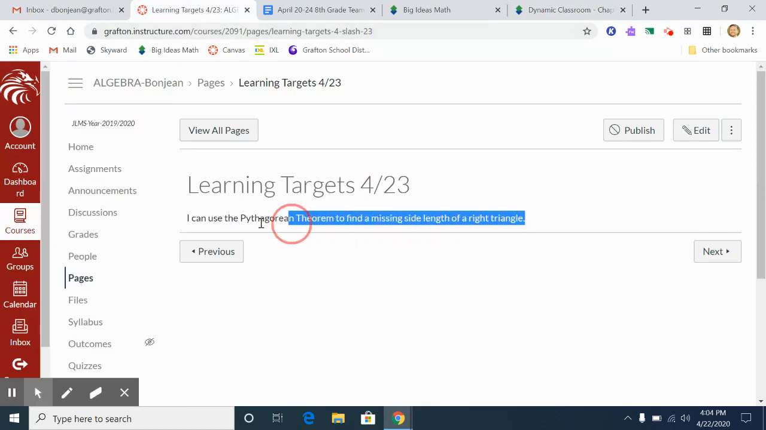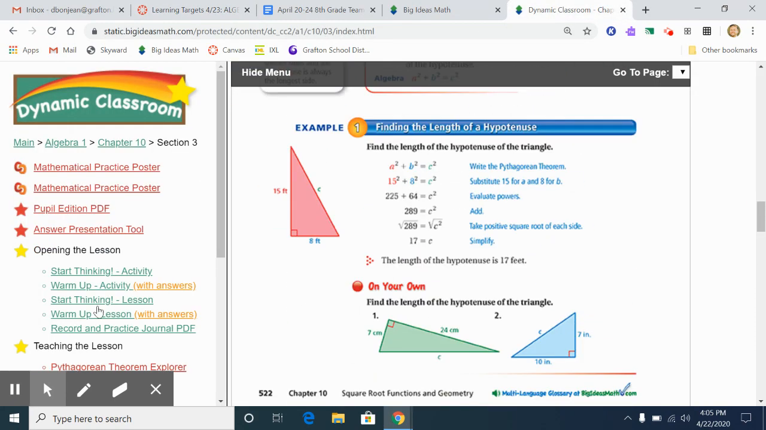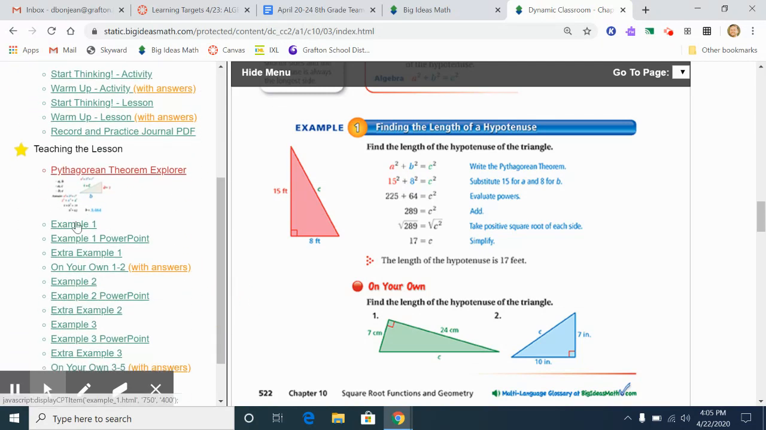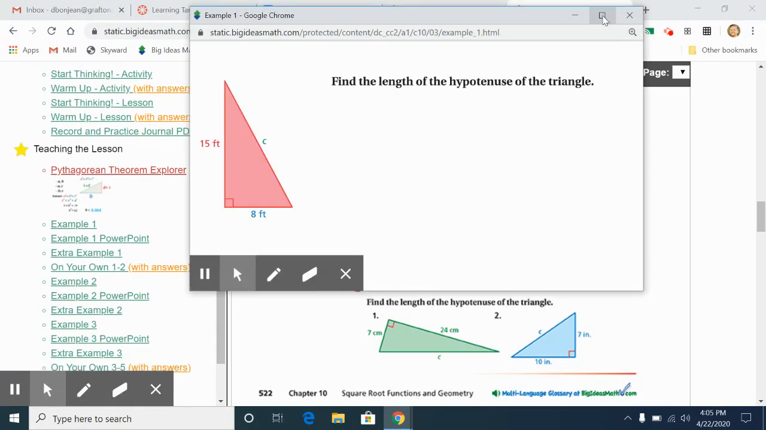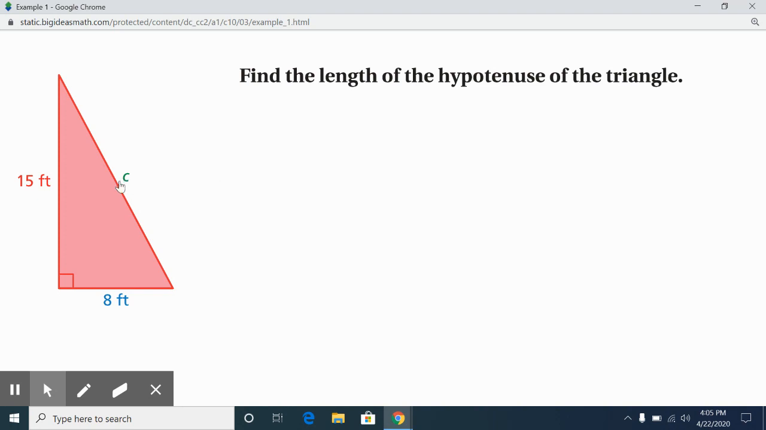We're going to be using it to meet today's learning target: I can use the Pythagorean theorem to find a missing side length of a right triangle. We're either going to be finding the hypotenuse or one of the legs, and we can use that theorem to do that. Let's look at one example. The first example is finding the length of the hypotenuse. When we're missing what c equals, this is the most basic and fastest type of example to find our missing side length.